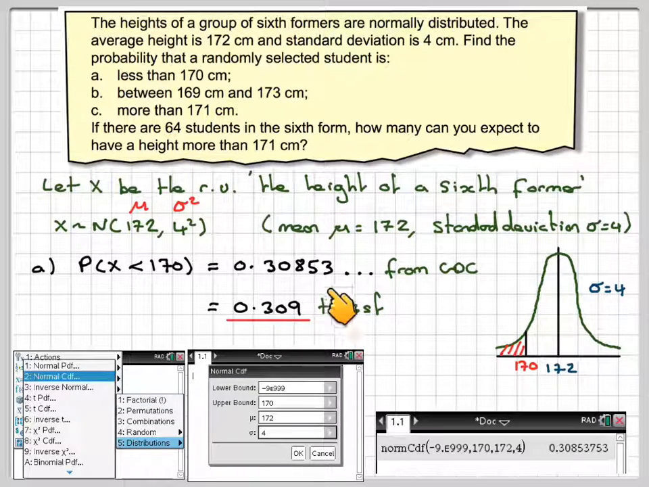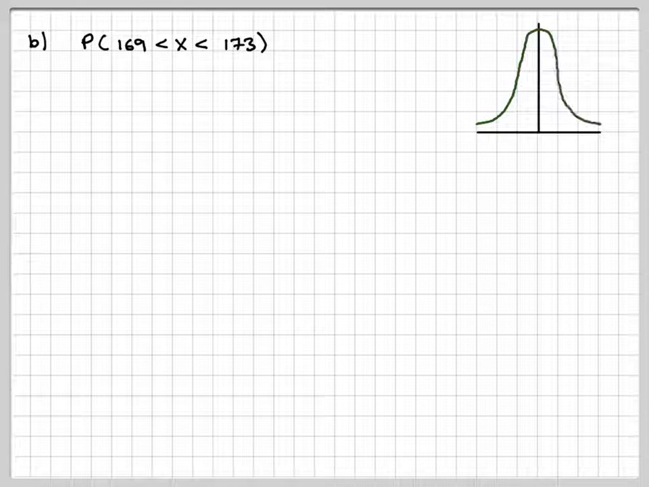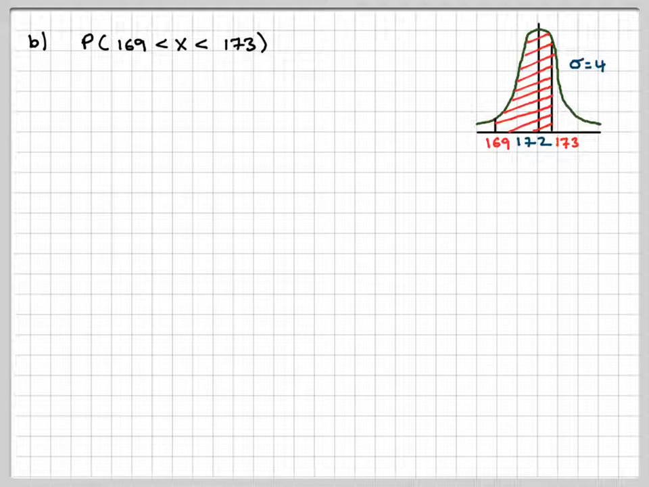to 3 significant figures. Now we want x to be between 169 and 173, which we write like that. This means x is more than 169 but less than 173. It doesn't matter if it's equal to as well. Again, drawing a diagram, the mean at 172, standard deviation 4. 169 is over here, and 173 will be this side of the middle. So we want to find that shaded region there.